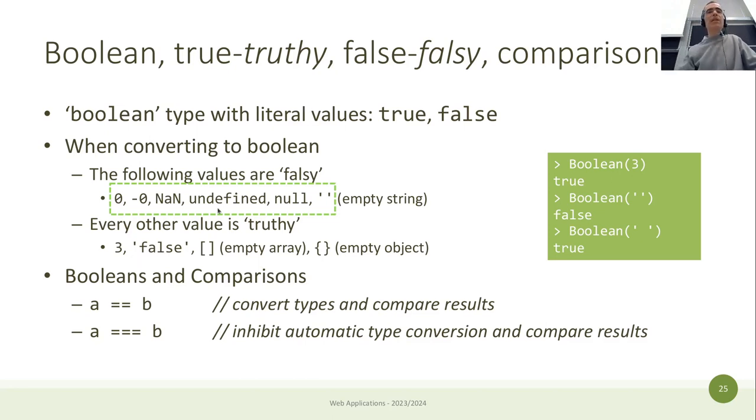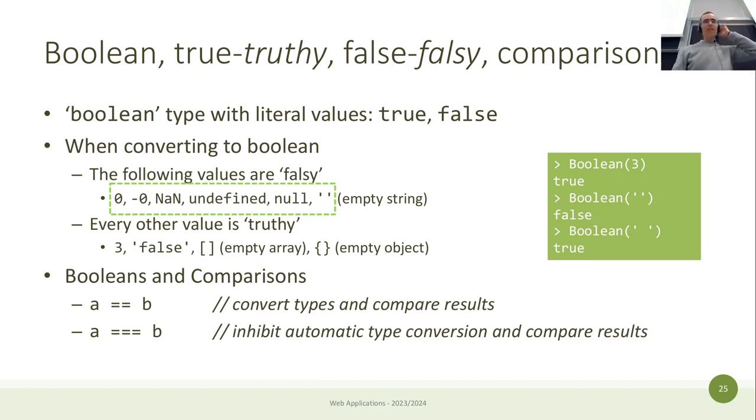Well, this is easy in some way. But the empty array and the empty object are true. Why the empty string is not? Because the designers of JavaScript decided this way, in those days, in those 10 days.